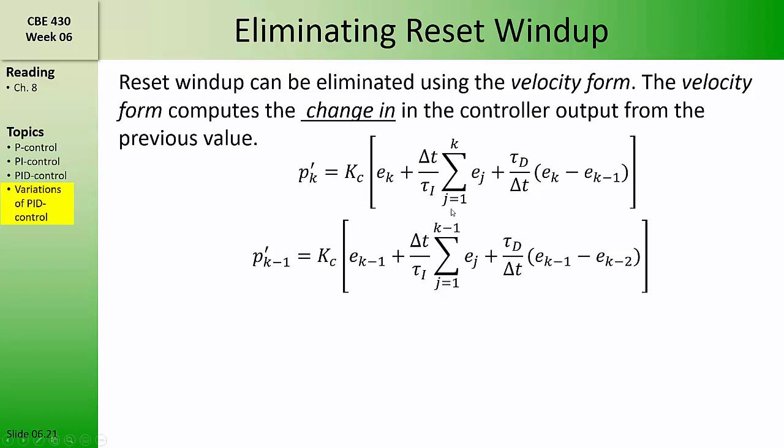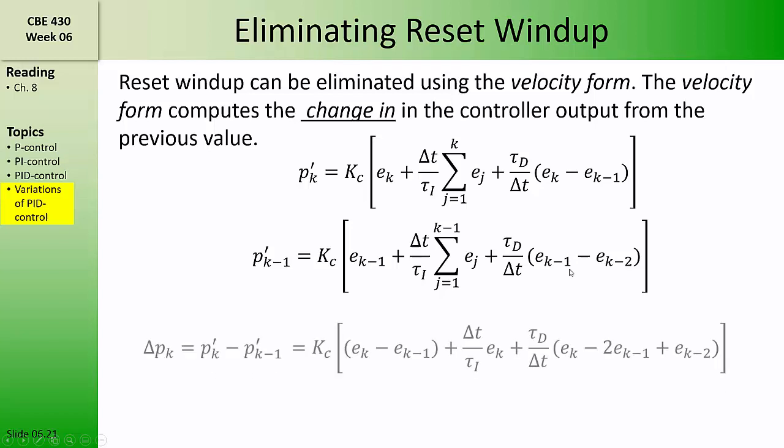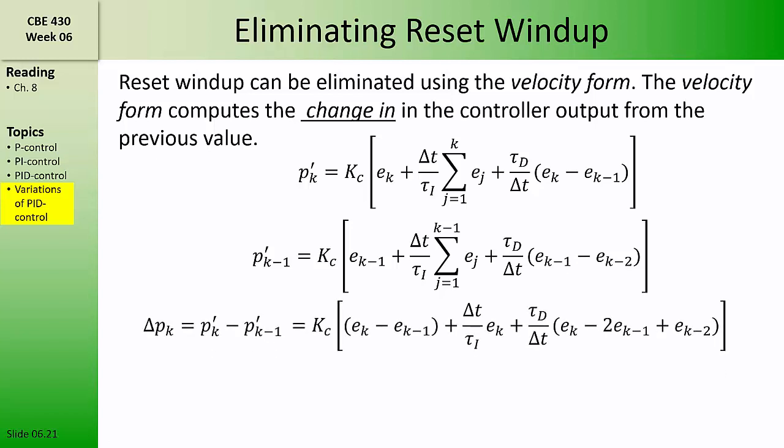The difference between the integral terms here is that at the kth time point, the integral is summed from j equals 1 to k, and in the k minus 1th time point, the integral is summed from j equals 1 to k minus 1. For the derivative elements, we simply need to decrease the index by 1 on the two terms that we're taking the difference of. Then, to find the velocity, that is the change in the controller output from the k minus 1th to the kth time point, we subtract these two equations.